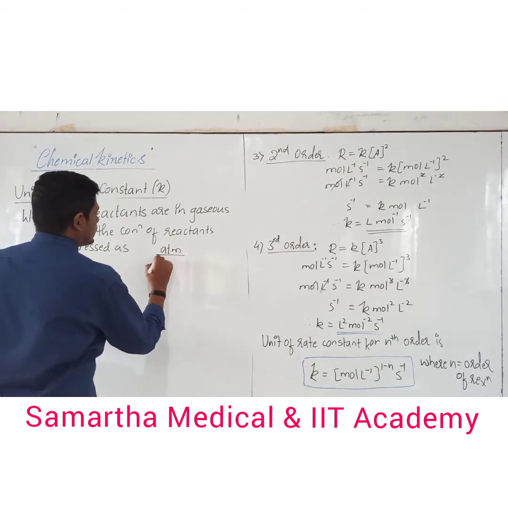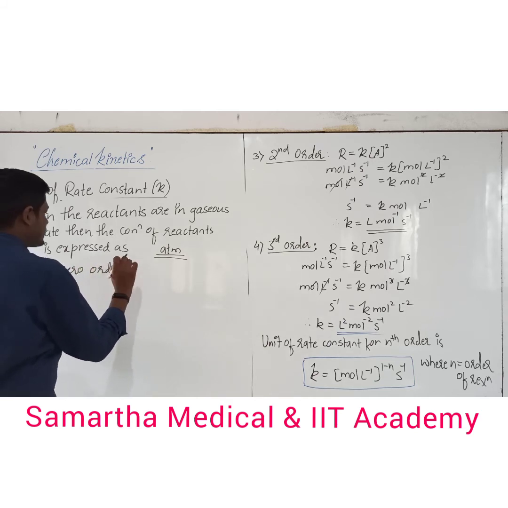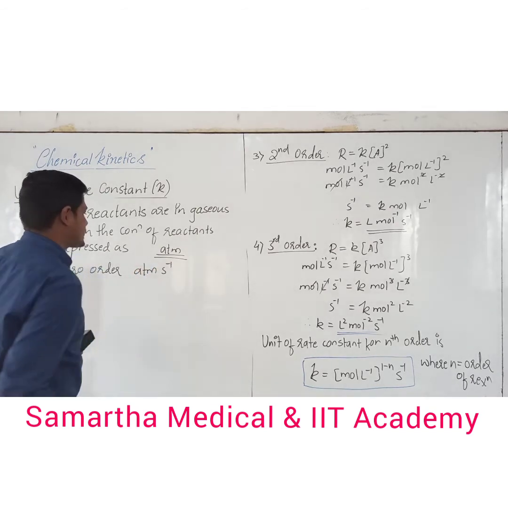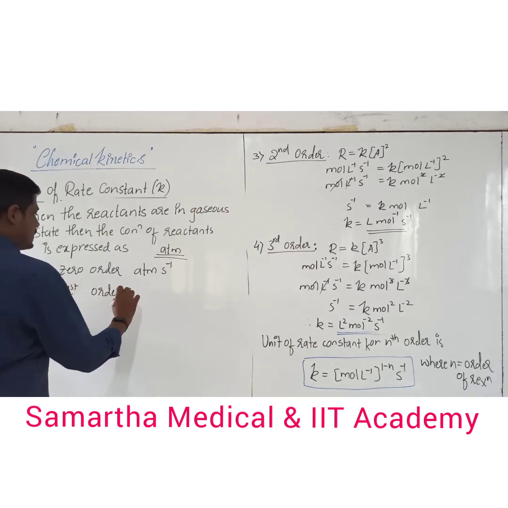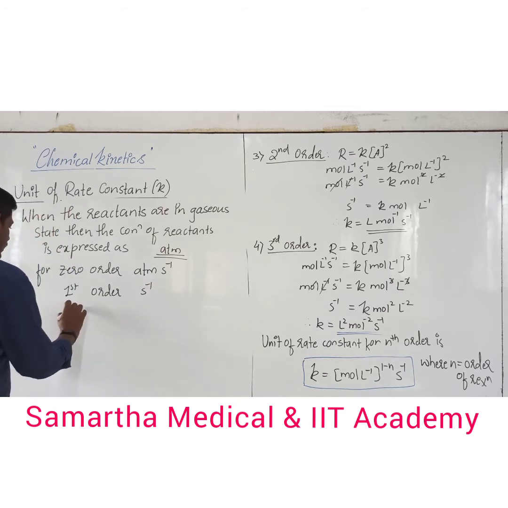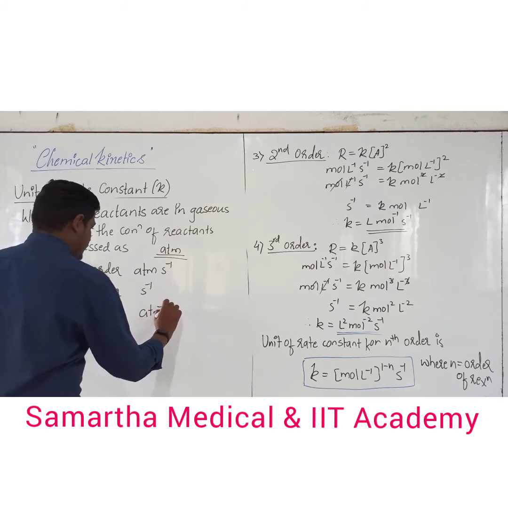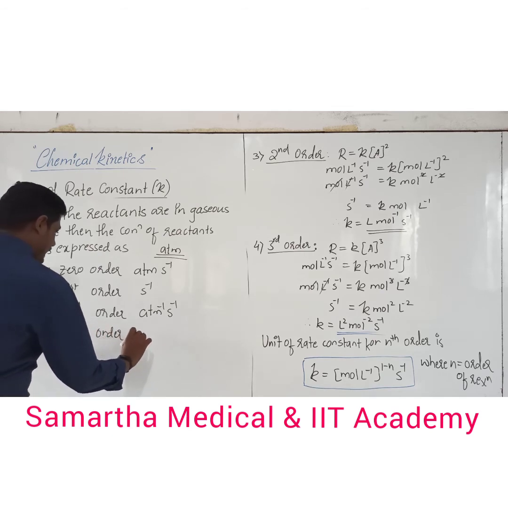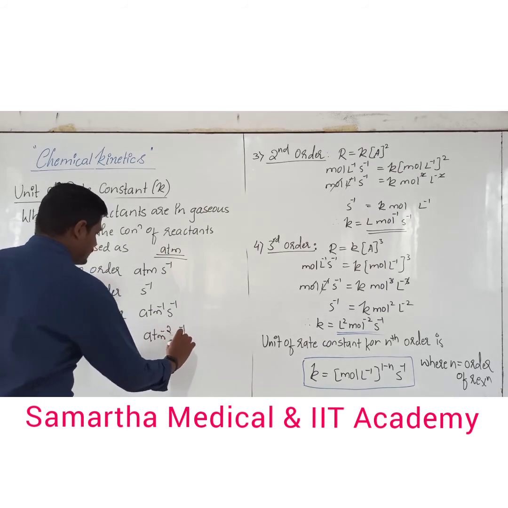Okay, then for zero order reaction, what is it? Atmosphere per second. Then first order is per second. For second order, it is per atmosphere per second. Then third order, it is per atmosphere square per second.